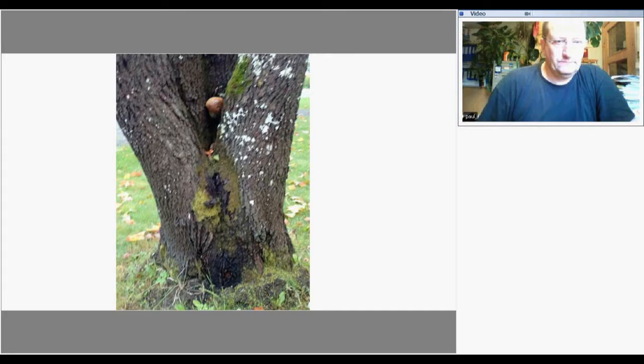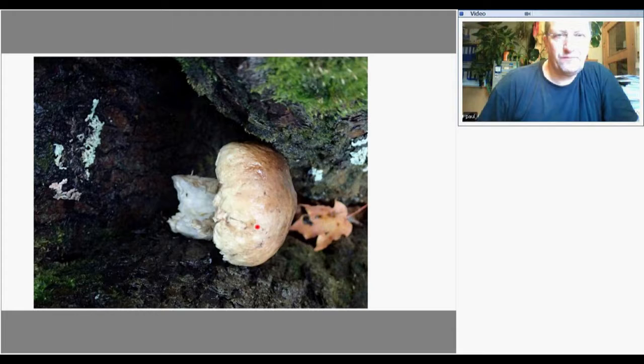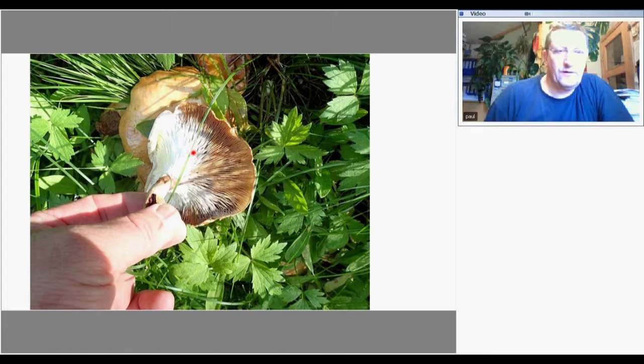Here you see a tree, of course, and here you see some strange thing, just a mushroom. Yes, it is a mushroom that has been placed there by a bird. And other mushrooms, or fungi, are also eating the mushrooms.